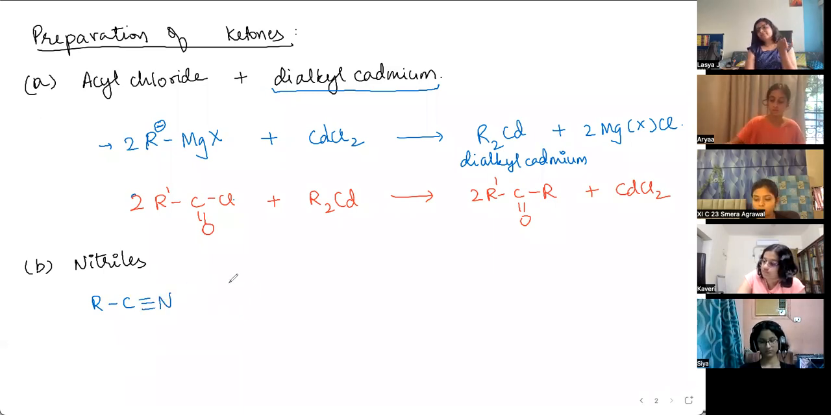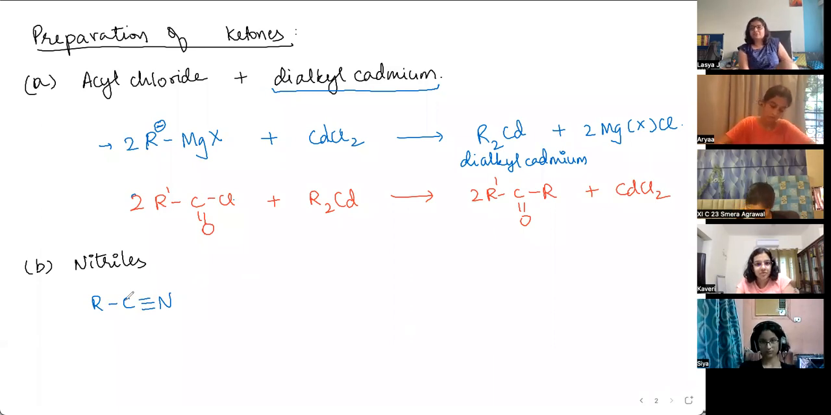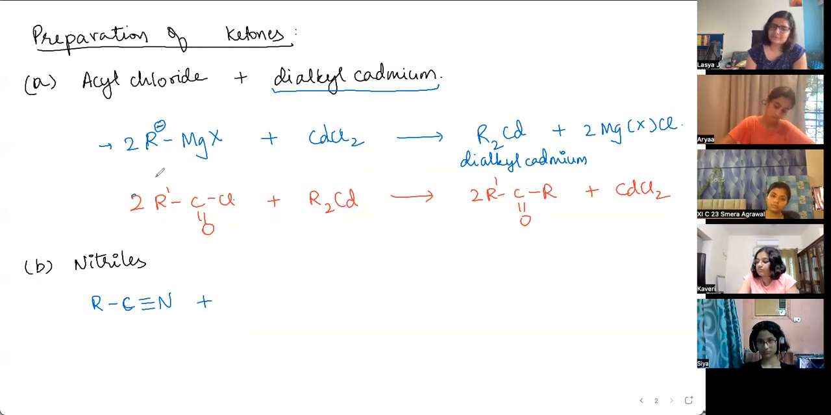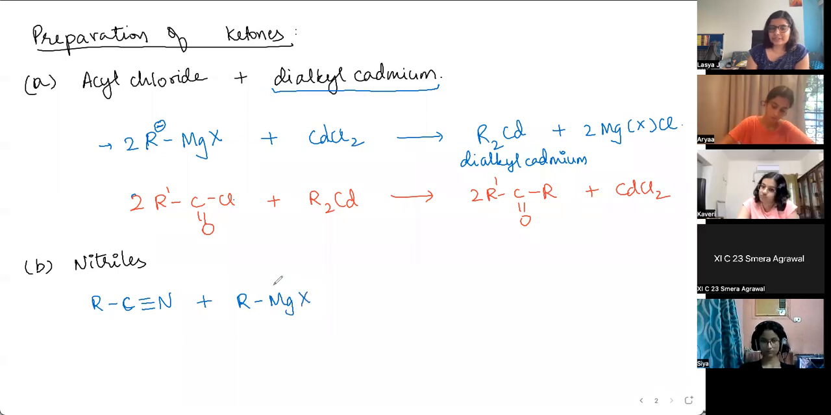If you remember, when you were preparing aldehydes from nitriles, you started off with sources of hydrogen and then you hydrolyzed it to get oxygen. In this case, you want more alkyl groups to be attached on the other side of the carbon. So here you treat nitriles with a source of alkyl group, again Grignard reagent. Let me write it as R'MgX. Do this reaction in ether.